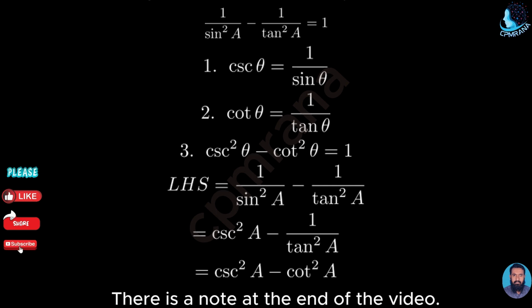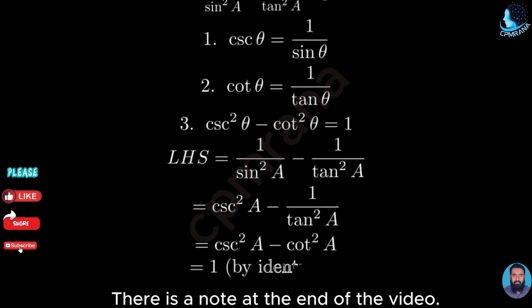Now comes the key insight. Looking at our third identity, we can see that cosecant squared minus cotangent squared equals 1. Therefore, our expression equals 1, which is exactly what we wanted to prove.